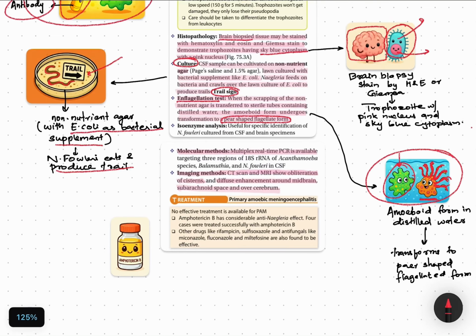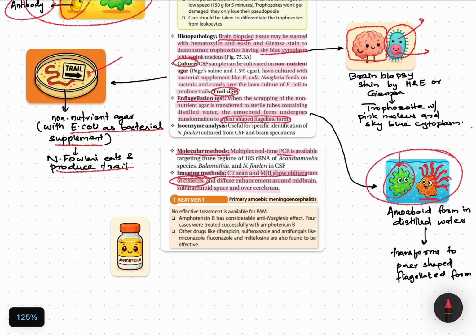So this was that. Then, just like how we write for every lab diagnosis, write down molecular methods such as PCR. And since this is something happening in your brain, you will do CT, MRI and so on, right? So imaging methods like CT and MRI to show the obliteration of cisterns. This is some inflammation, right? So cisterns will be obliterated. So you can use imaging methods like CT and MRI.